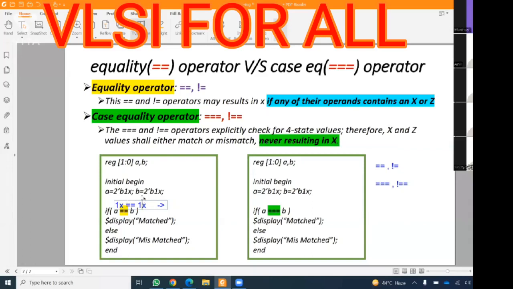Okay. So we might get confused, right? Because this equality operator is asking me whether this is equal, and it seems to be equal, right? One bit is the same. It will compare 1 with 1. Okay, it matched. But the moment it sees X, it will not even compare it. The moment it sees the X, you are going to get an X. And the if condition means, okay, so let me ask this question, right?